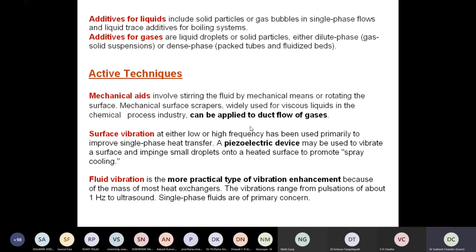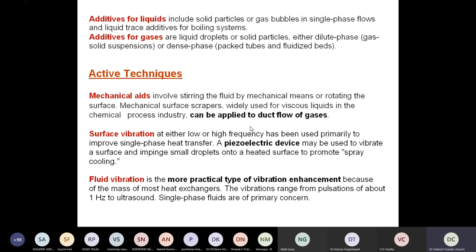Fluid vibrations are a more effective way, because surface vibrations are a more intricate way of enhancing the heat transfer. Fluid vibration is a more practical type of vibration enhancement because of the mass of most heat exchangers. If you give vibration to the heat exchangers, many times it may lead to some undesired effects. The vibrations range from pulsation of 1 hertz, and we can even do ultrasound vibrations. We can provide vibration and we can have some heat transfer enhancement.